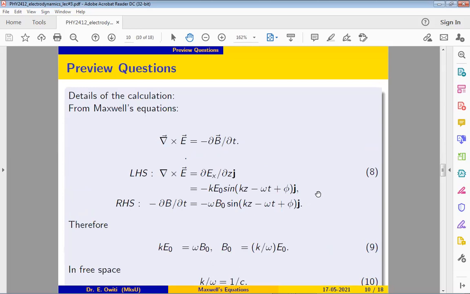From Maxwell's equations, we have this expression, which we defined as Faraday's law: the rate of change of magnetic flux density is directly proportional to the induced EMF. So on the left hand side, we have the cross product, or the curl, of the electric field intensity E.